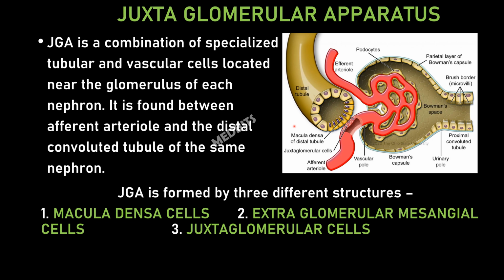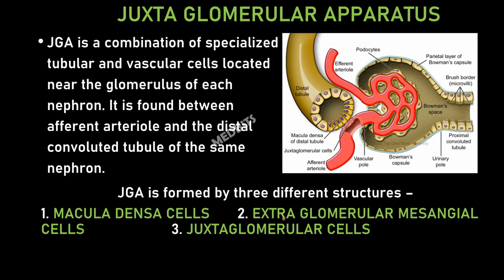JGA is a combination of specialized tubular and vascular cells. Not just a single cell, okay? Note it down. JGA is a combination of specialized tubular and vascular cells located near the glomerulus of each nephron. It is found, see on the diagram, between the afferent arteriole and the distal convoluted tubule of the same nephron.